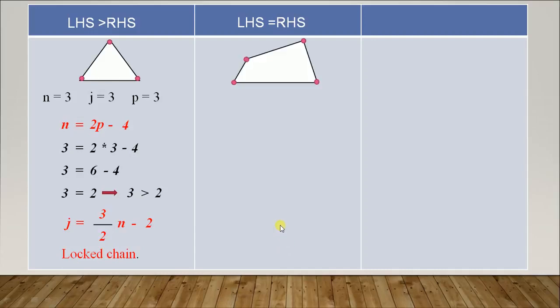For this I would like to take a 4-bar chain. This is the 4-bar chain, 4 links are connected together. In this, if you write the number of links, n is equal to 4, the number of joints is equal to 4, and similarly the number of pairs is also equal to 4. Again we use the formula n is equal to 2p minus 4, so n is 4, and that is equal to 2 into 4 minus 4. 2 into 4 becomes 8, and 8 minus 4 we can write as 4.